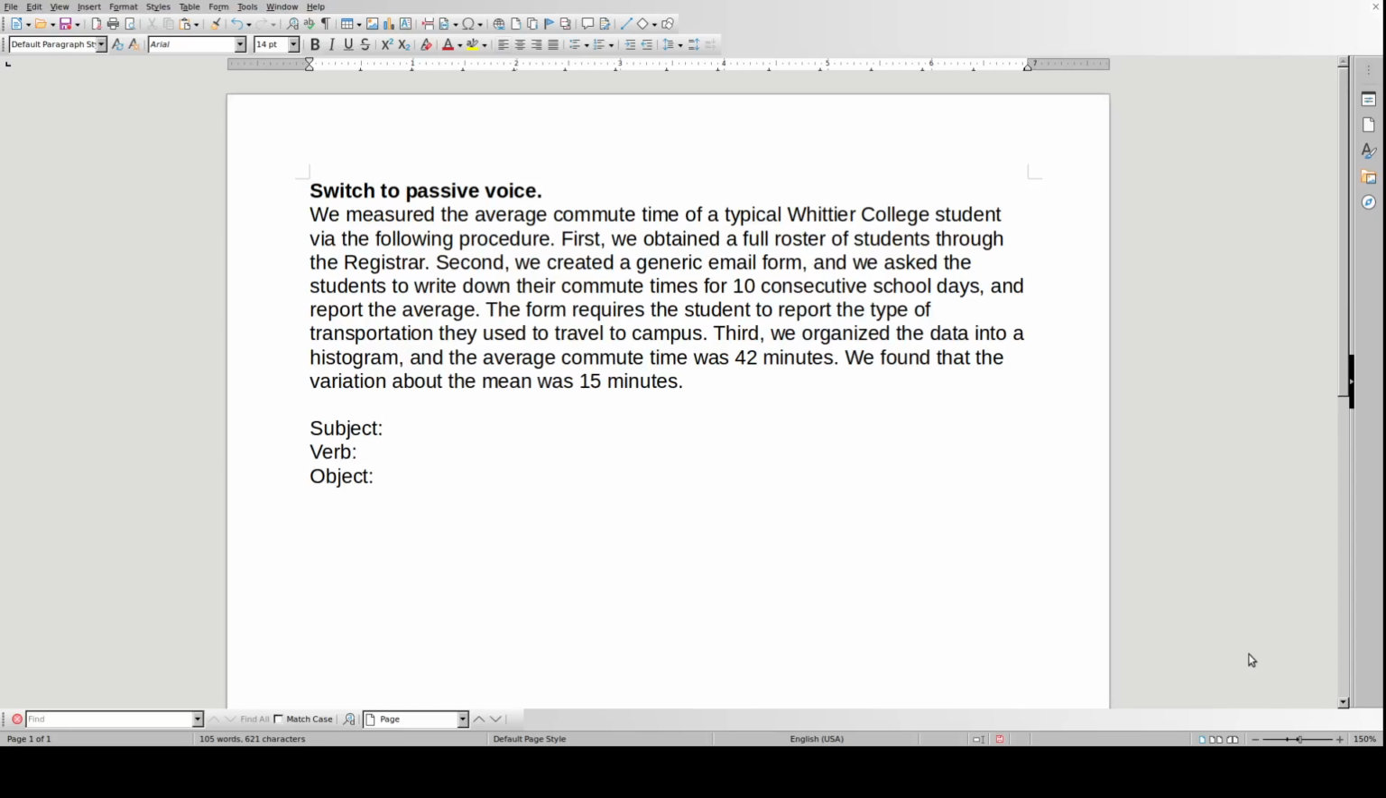Notice this paragraph is written mostly with the first person plural. We measured, we organized the data, etc. So secondly, there's a topical sentence: we measure the average commute time. That's telling you the topic or the theme of the paragraph, and then what follows is a list: first, second, and third. Three major stages of the experiment.